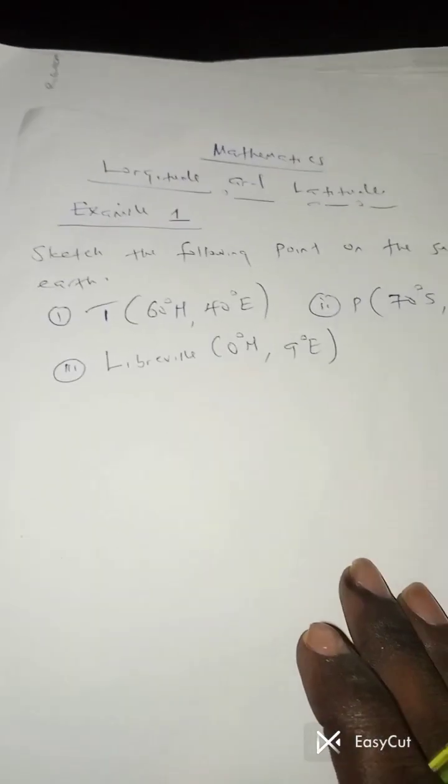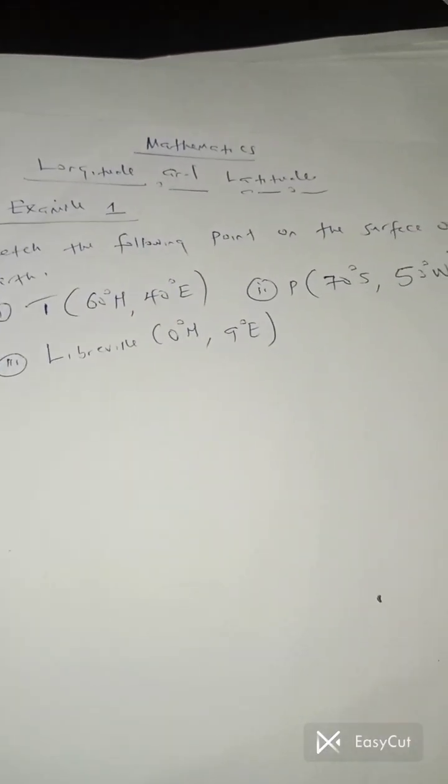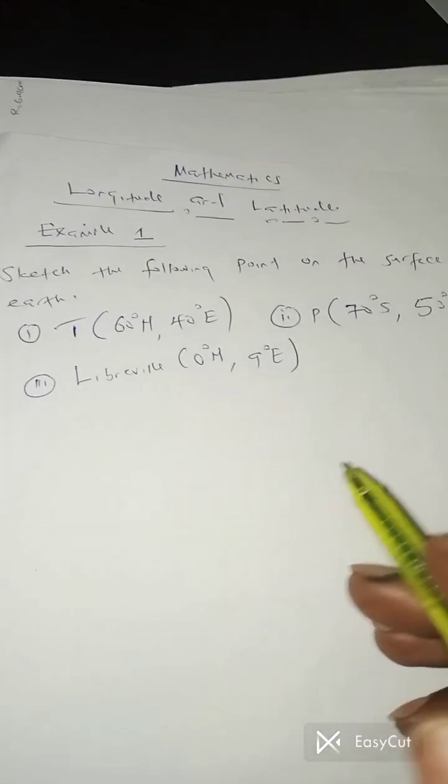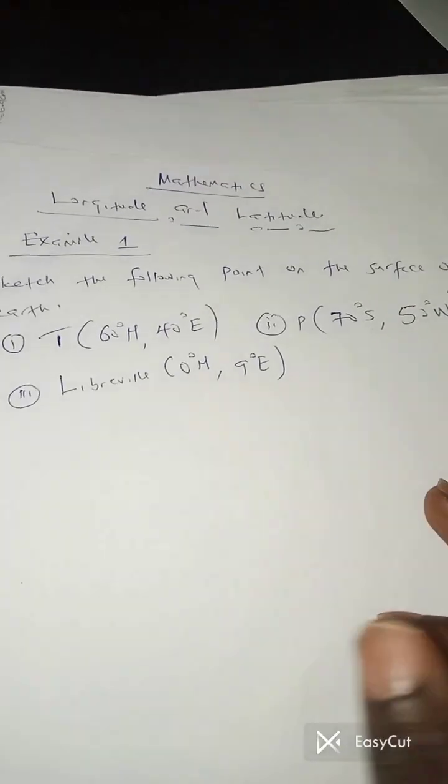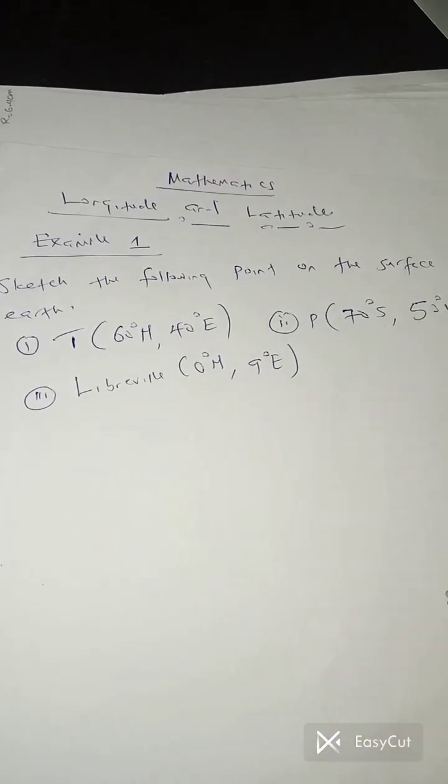So assuming they ask us to sketch the following points on the surface of the earth, and they actually ask us to locate the following point on the surface of the earth. So how can we sketch this?